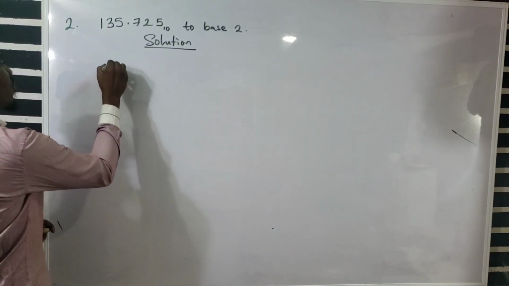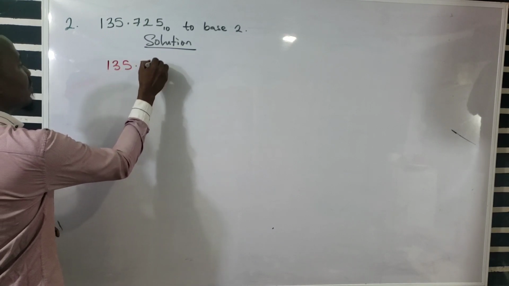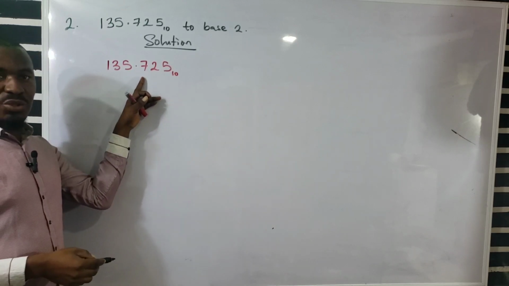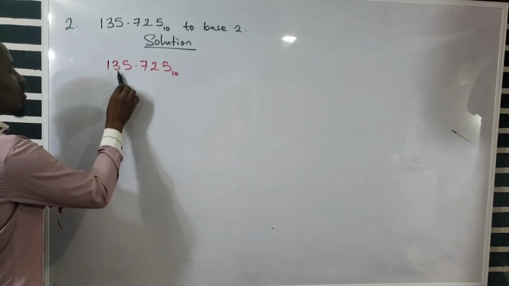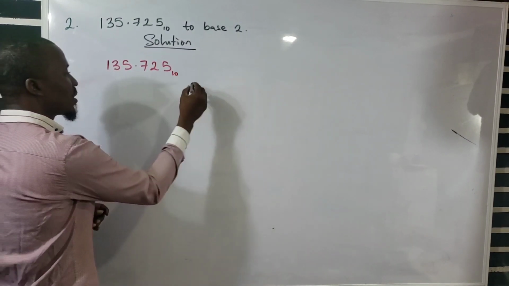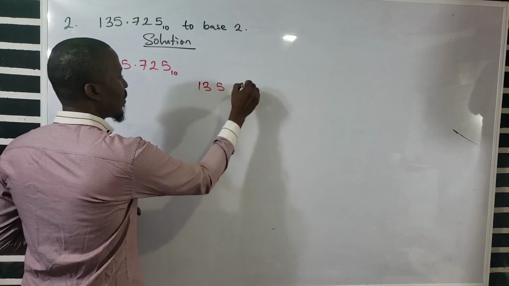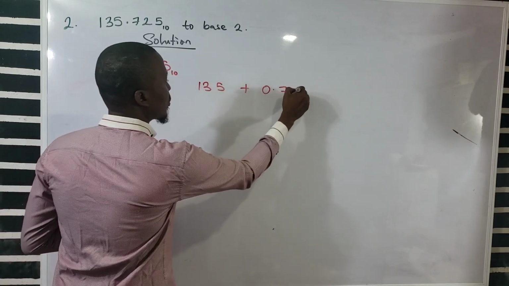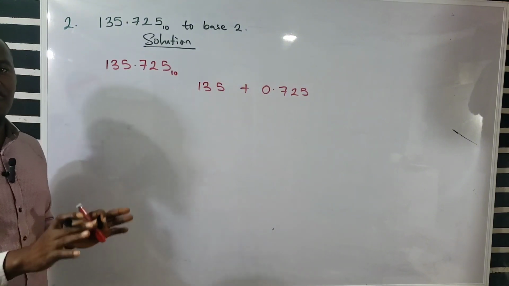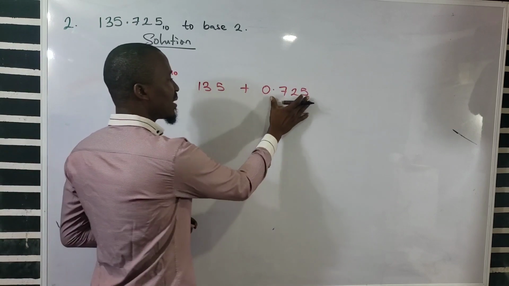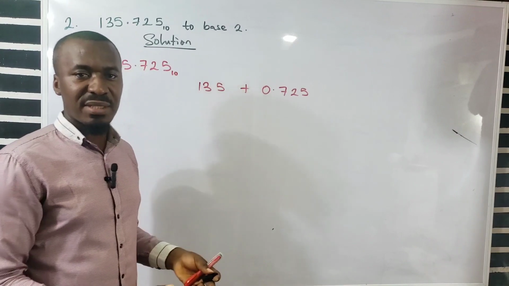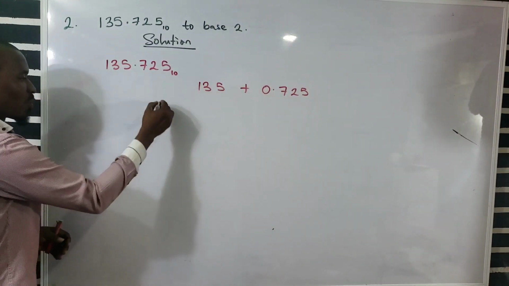We have 135.725 in base 10 that we want to convert to base 2. Remember what I said before? You separate the numbers, have your whole number and your decimal part. So that will give you 135 plus 0.725. So we are going to convert this one the way we have been converting our numbers to base 2. Then we convert the decimal part the way we also convert the decimal part of numbers that are in base 10 to base 2. So let us do this one quickly.